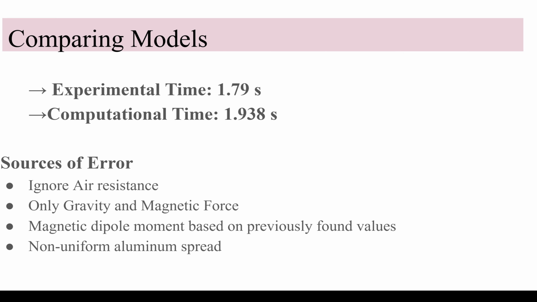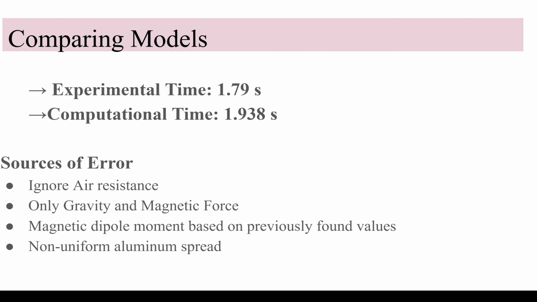And in the computer model, we only focused on gravity and the magnetic force, which can be challenging, as in reality, like the experiment, there can be electrical and magnetic currents forming around us and creating these fields. And like I said, the magnetic dipole moment was based on previously found values in another experiment, so depending on how accurate that experiment went, it could be unhelpful to use.